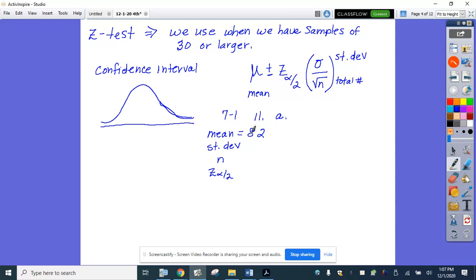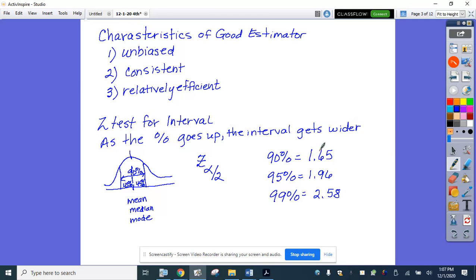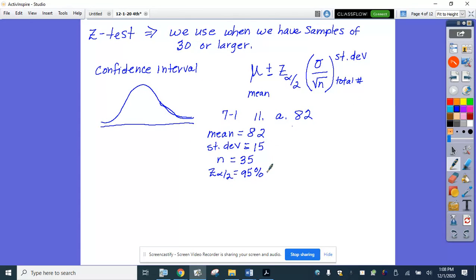Okay, so the best point estimate I have is this mean. So the answer to A is 82. It tells me that the standard deviation is 15. I had 35 fifth graders, so N is 35. And it tells me that I'm doing a 95% confidence interval. So go back to our list on the last page. On 95% is 1.96. So we're going to use that 1.96 right here.